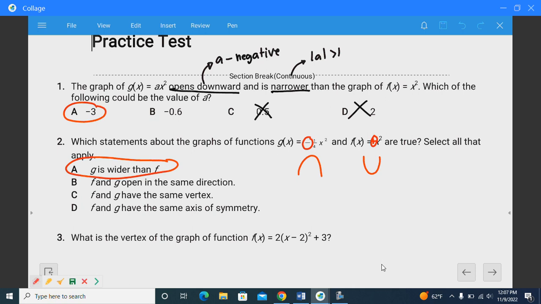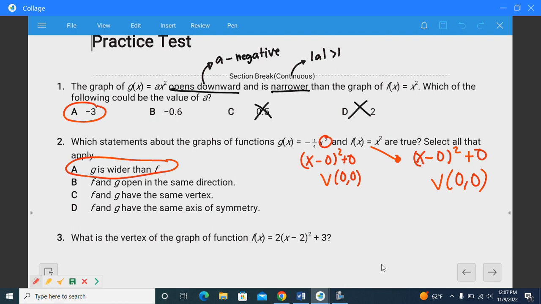Next, C, F and G have the same vertex. How about if they have the same vertex? Here it's x minus 0, and the other one is also x minus 0. So is that an answer? One of the answers? Yes, they have the same vertex of 0, 0.